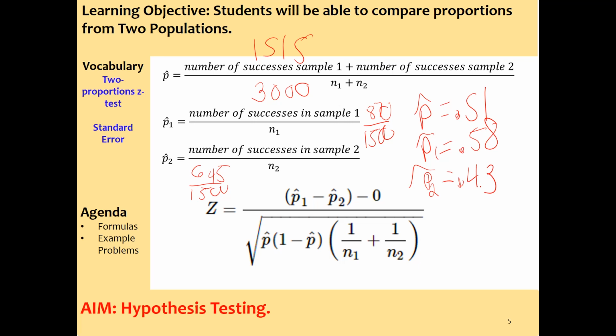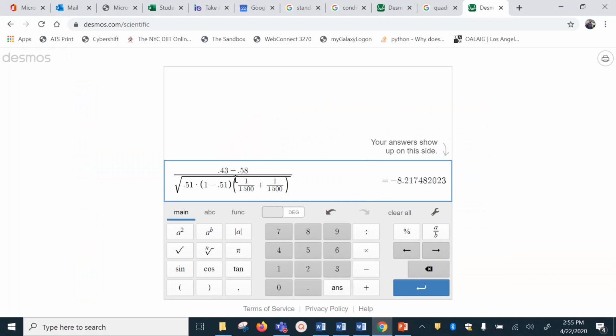Right away we see the difference between P2 and P1, that's big, right? So we're going to assume the z-statistic is going to be pretty big. So now what we're going to do is take these numbers and put them into our calculator. So I'm going to go to my Desmos and do it from scratch so you guys can see it.